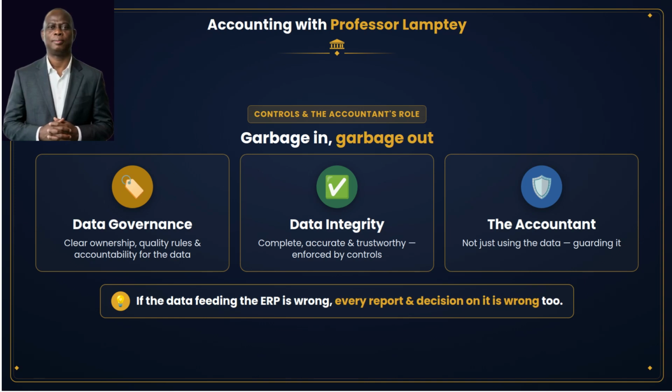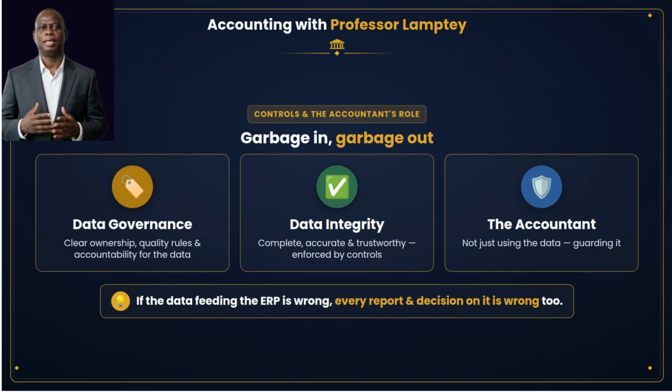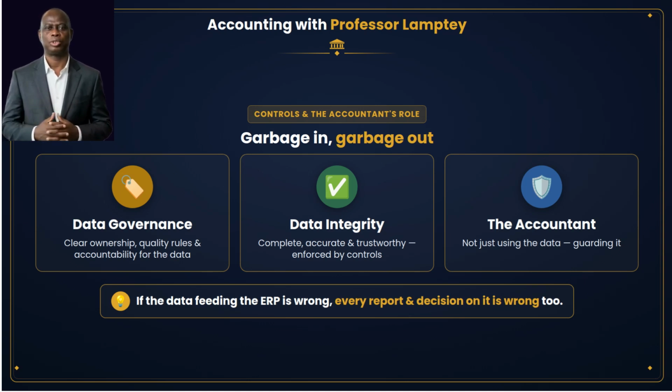Now the thread that ties us back to everything else. All this information is only as good as its integrity, which is why data governance matters. Clear ownership of data, rules for its quality and accuracy, and the controls to enforce them. Garbage in, garbage out. If the data feeding the ERP is wrong, every report and every decision built on it is wrong too. So the accountant's role isn't just using the information, it's guarding it, making sure the data is complete, accurate, and trustworthy. That's the value of everything we've learned about controls applied to the information itself.